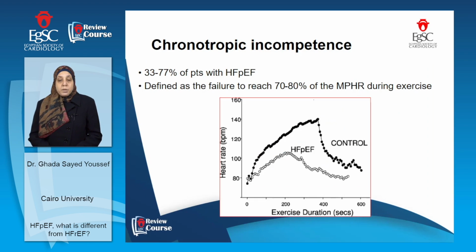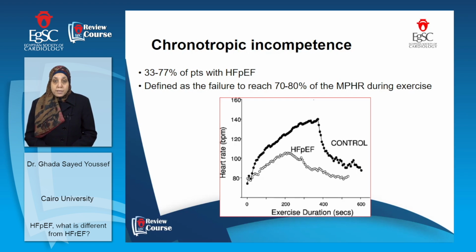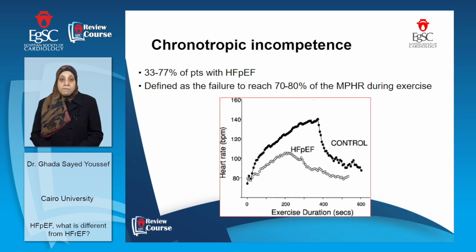Also, patients with HFpEF characteristically have chronotropic incompetence, which is a condition defined as failure to reach 70 to 80% of the maximum predicted heart rate during exercise, and it affects about 33 to 77% of patients with HFpEF.